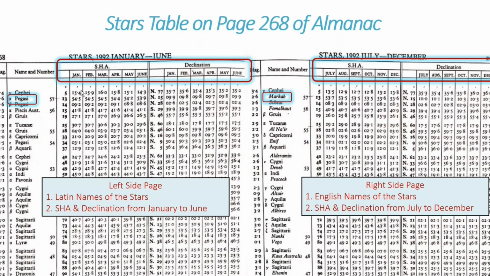Okay. So even if it is the month of January or February and you are looking for the number 2 star, it will always be Markab. Don't get confused that on the left side page for the January month its name is Alpha Pegasi. No, it's not like that. The names Markab and Alpha Pegasi mean the same star.